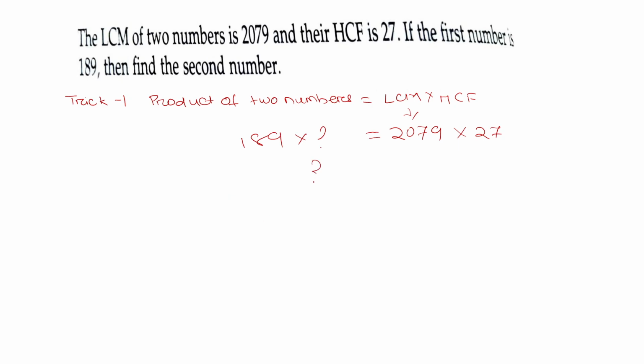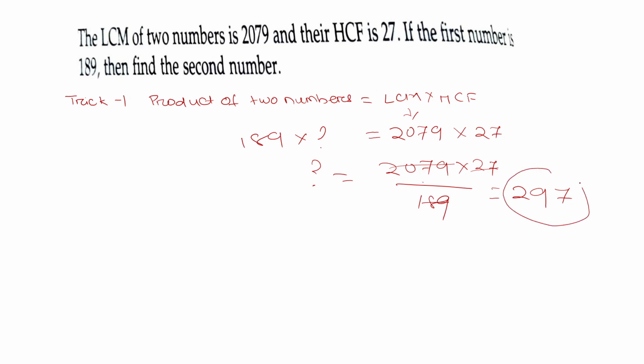If we put 2079 into 27 divided by 189, clearly we can find out the result. By cutting all these things you will get the answer as 297. 27 will be cut with 189, then this, and you will get 297. So the answer will be 297.